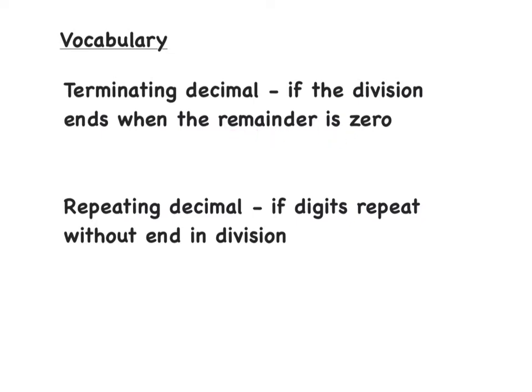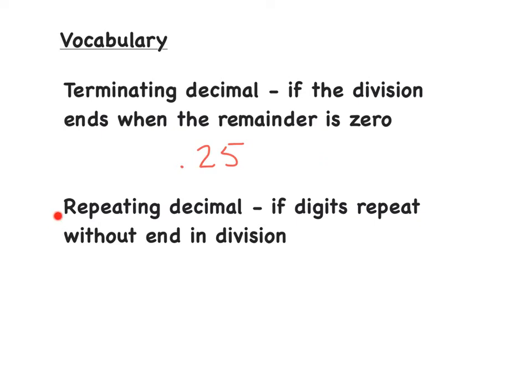So for example, if we're going through the division and we end up with 0.25. There aren't any numbers after the 5, so we're stating that this is a terminating decimal. This is all that there is. It's 0.25. There are no numbers after the 5.